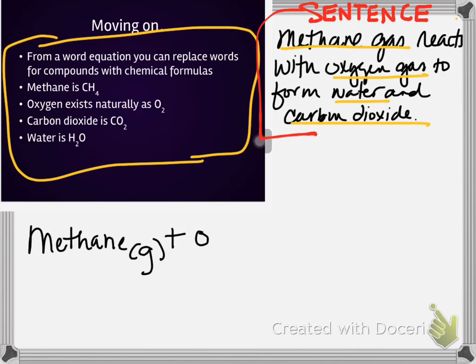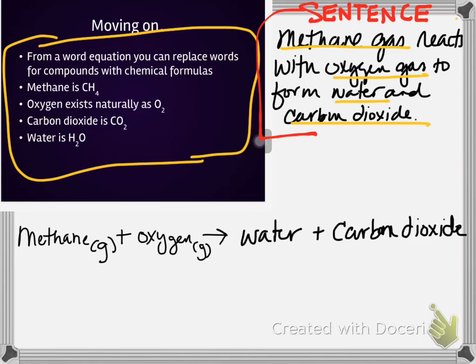Plus oxygen, also with a little g. An arrow is what shows where you divide the products and the reactants. So methane gas plus oxygen gas react to form water and carbon dioxide. Now, we weren't given any state information about the water and the carbon dioxide, so we can't specify. We can't make stuff up. Later you'll figure out some clues for discerning what in fact they are. This is a word equation.